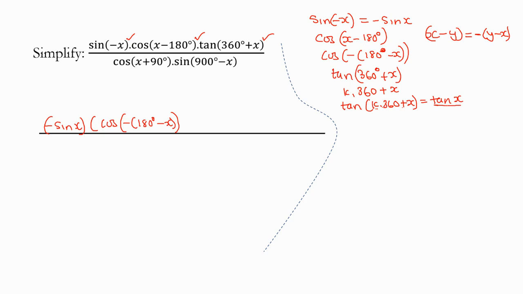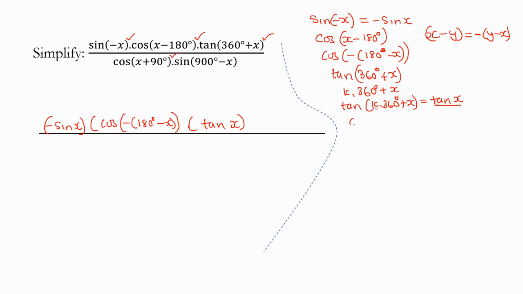Tan x, the angles that are greater than 360 degrees. That's what we do. So this one is going to be tan x. This is the angle greater than 360 degrees. Right, and then we move on to this one here.